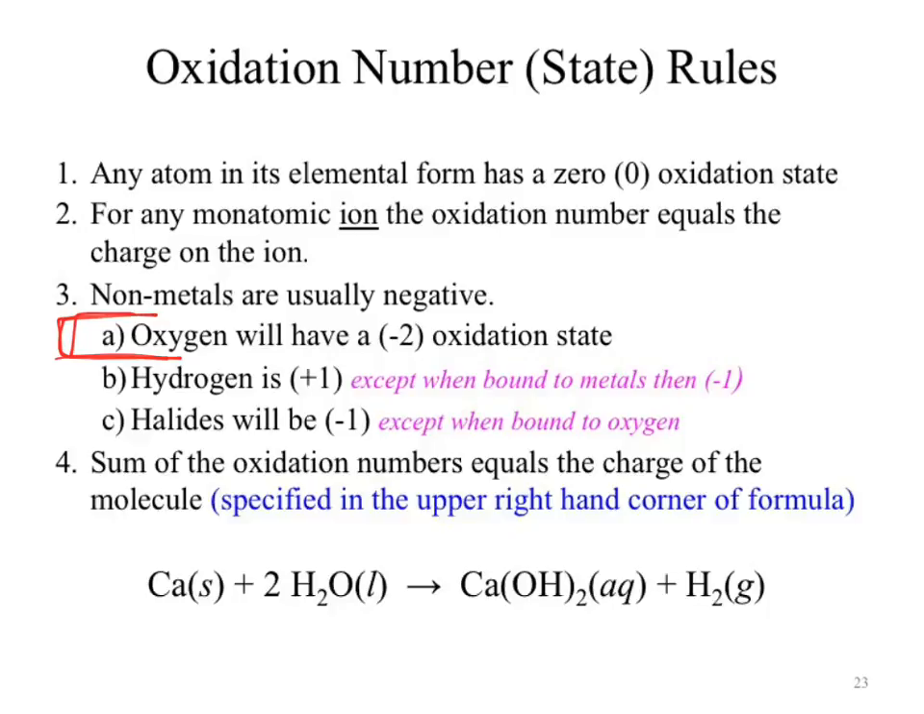So let's take a look at that water again. We said 2 hydrogens times its charge plus 1 oxygen times its charge has to equal 0. We just said, according to our rule, 3A, oxygen will always have a -2 oxidation state, which means Y is -2. Can you solve for X for me? Careful. Can you solve for X for me?